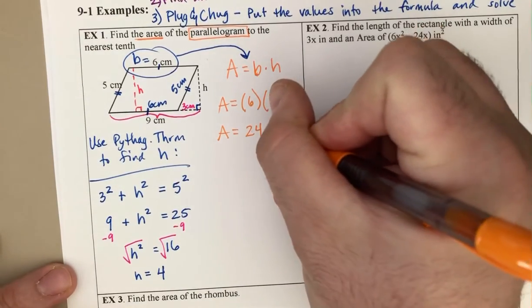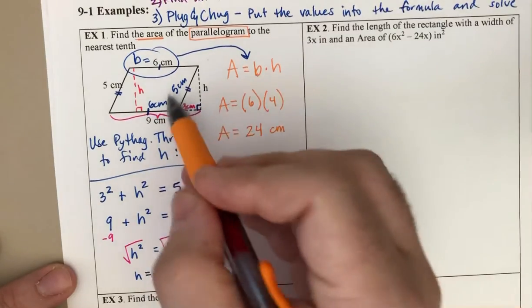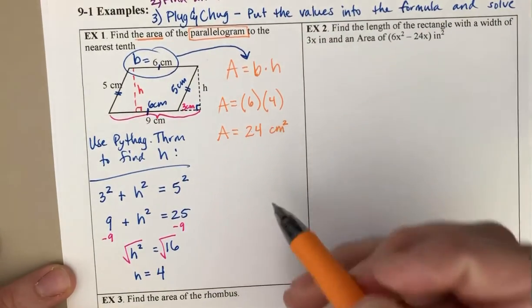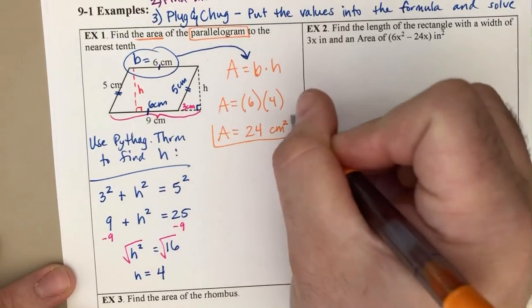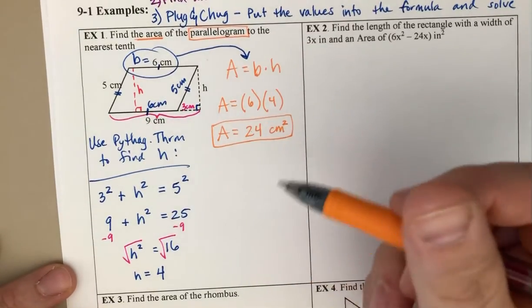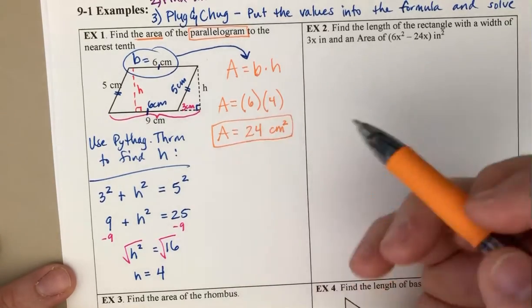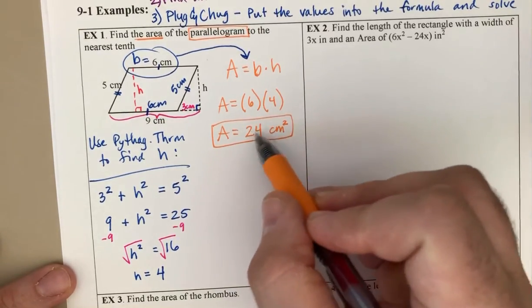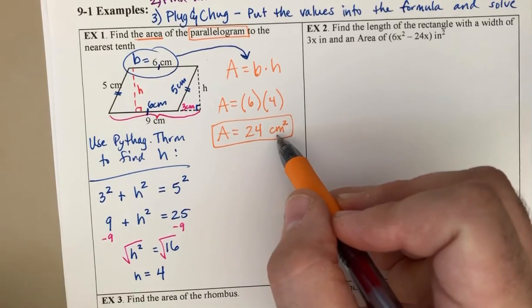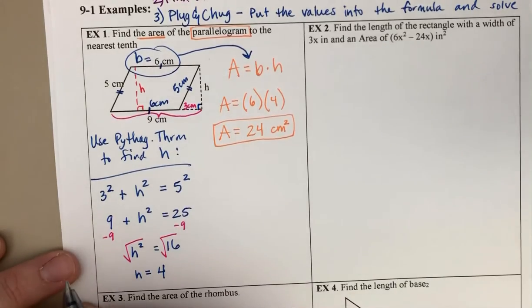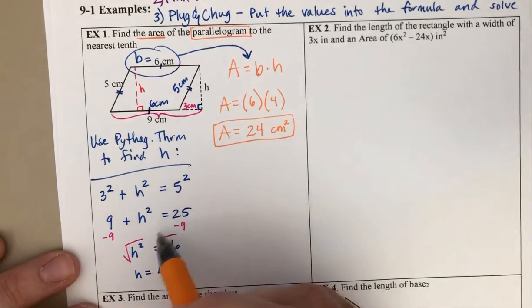24. And then think of the units. Everything was in centimeters, but we're talking about an area. So it's centimeters squared. You need that little square there. And remember our talk yesterday. Area is how many 1 by 1 squares fit into that space for that unit. So in this case, 24 1 centimeter by 1 centimeter squares would fit into this parallelogram. Okay? So there's one example. We had to find the height to be able to finish off.